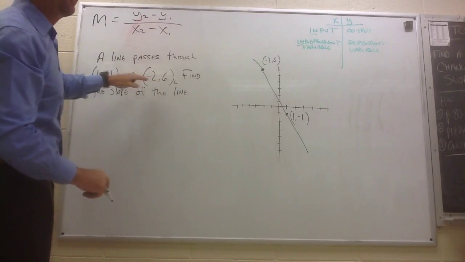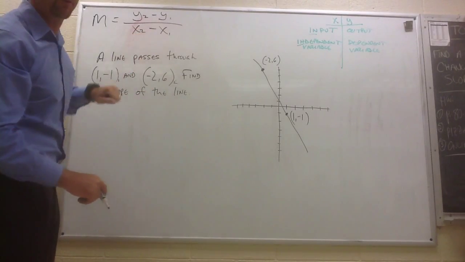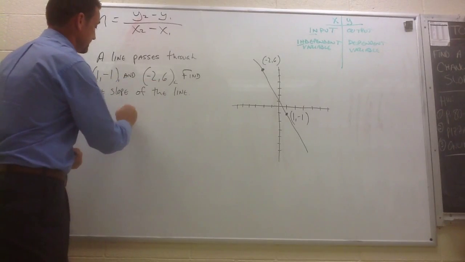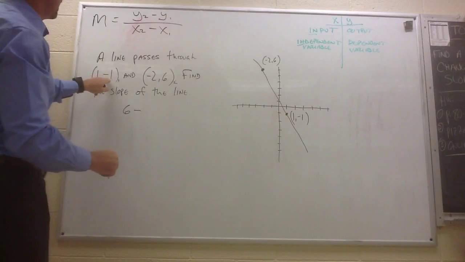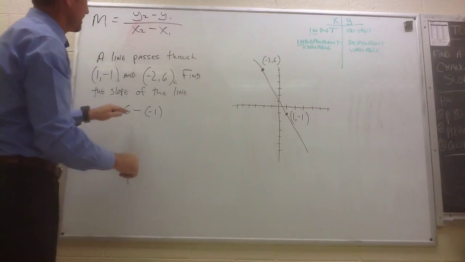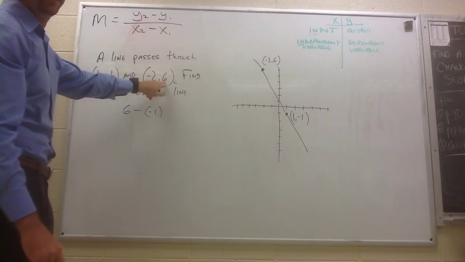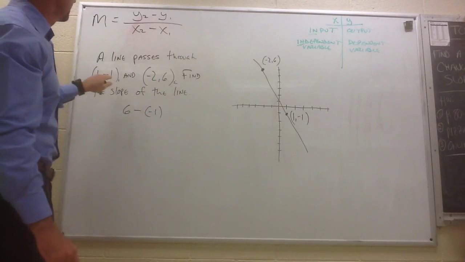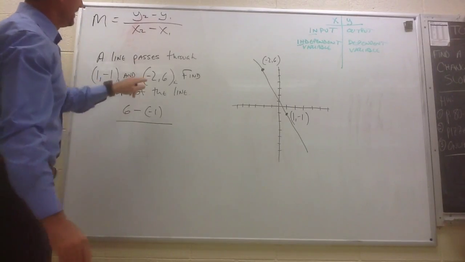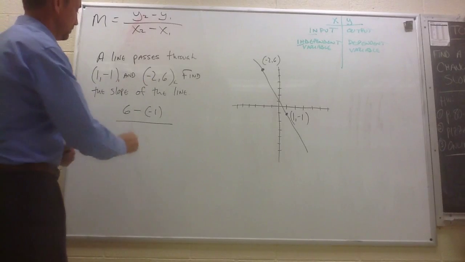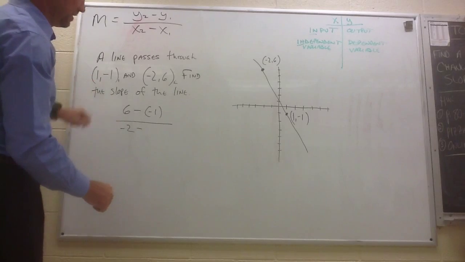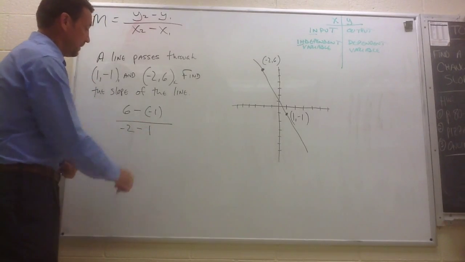Now we're going to plug these numbers into the slope formula. We have the y coordinate of point 2, which is 6, minus the y coordinate of point 1, which is -1. So we have 6 minus -1. We're going to put that over the x coordinate of point 2, which is -2, minus the x coordinate of point 1, which is 1.